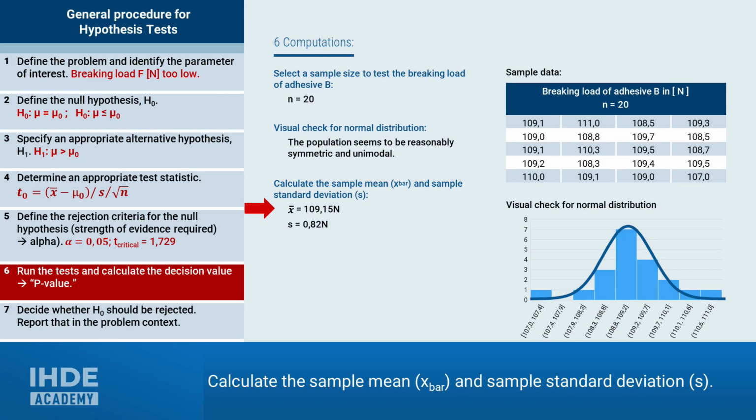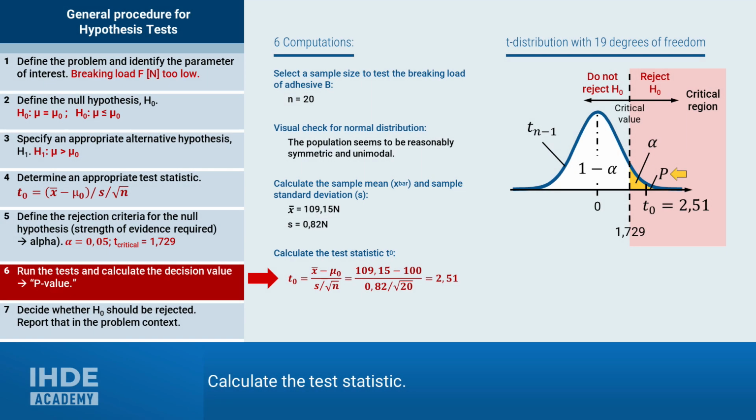An average breaking load of 109.15 Newton and a standard deviation of 0.82 Newton are calculated from the 20 measured values. For the previously determined test statistic, we calculate a value of 2.51 for T0. Here you can already see that this value is in the critical region and is therefore significant. Next, we calculate the p-value for this value.